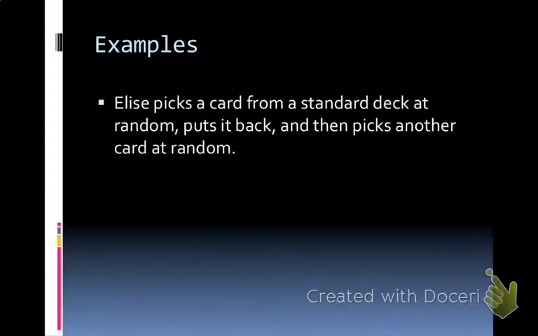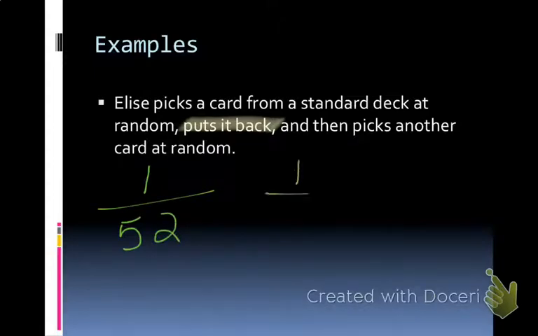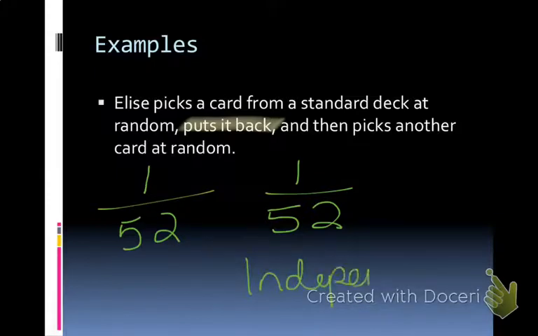Elise picks a card from a standard deck at random, puts it back, and then picks another card at random. Our key words here are the fact that she puts the card back. This means we had a 1 out of 52 chance of getting whatever card she selected at first, and a 1 out of 52 chance of getting a specific card the second time. Since the probability didn't change, we can say that these are independent events.